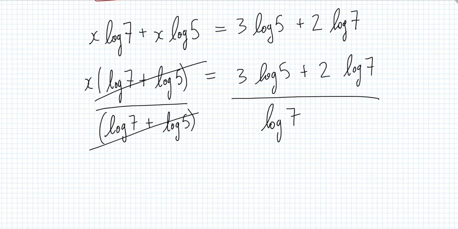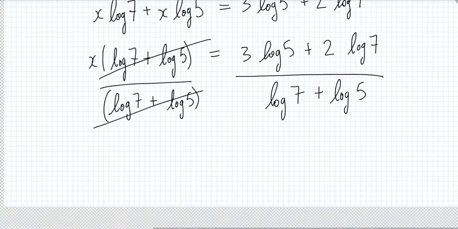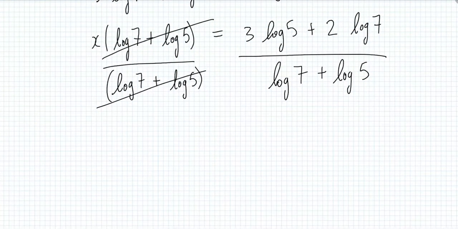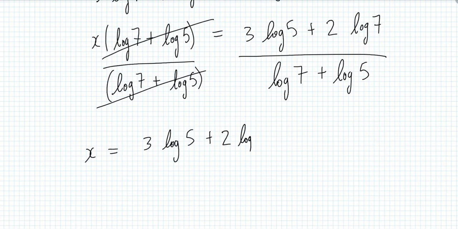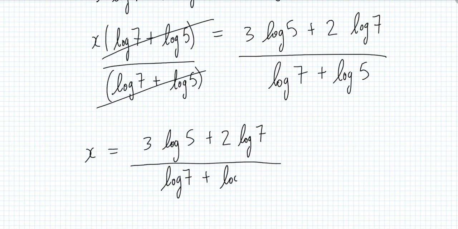Log 7 plus log 5. And on the left side, we're left with x is equal to 3 log 5 plus 2 log 7 all over log 7 plus log 5. Now that's your exact answer.